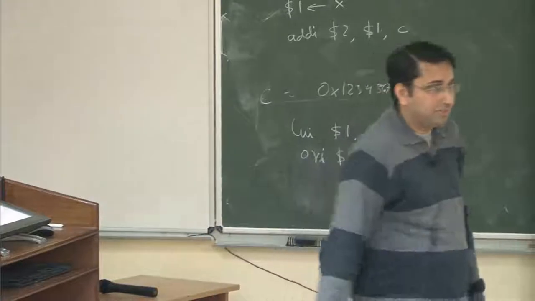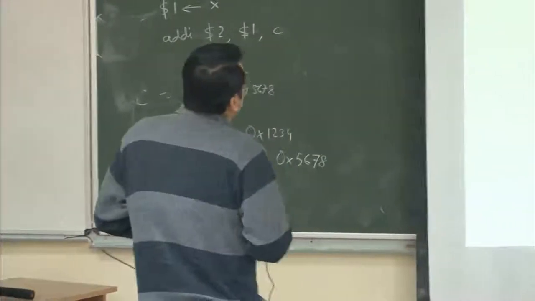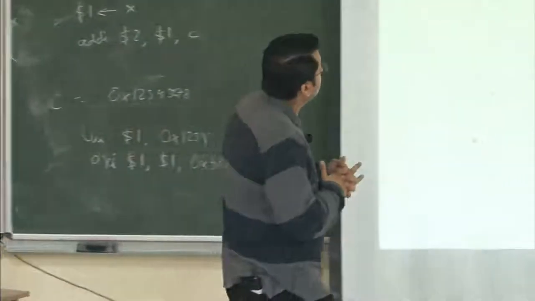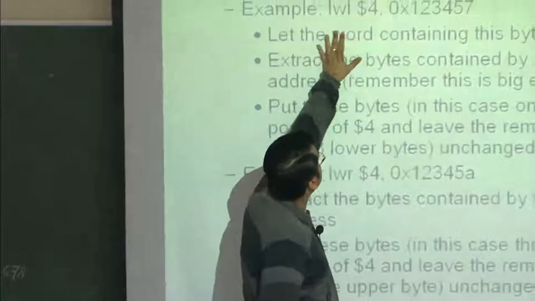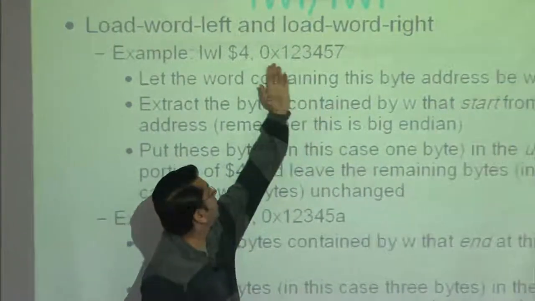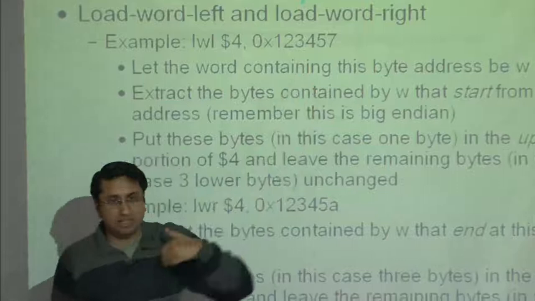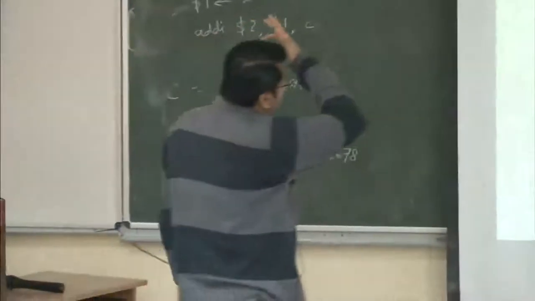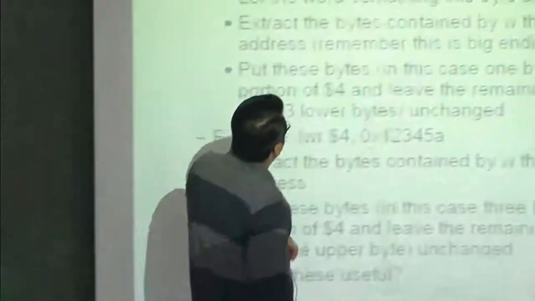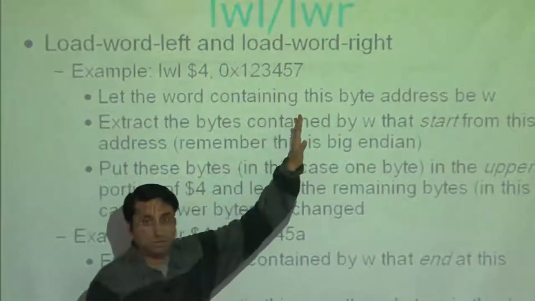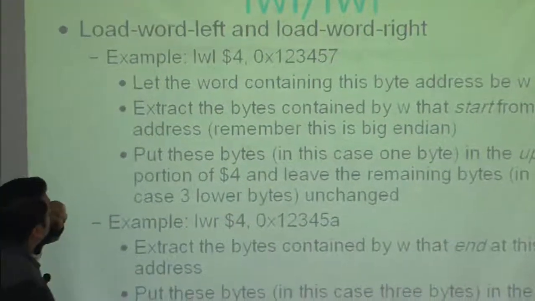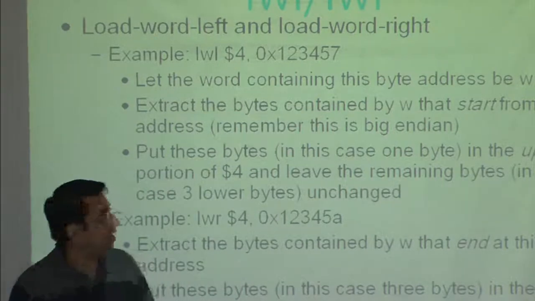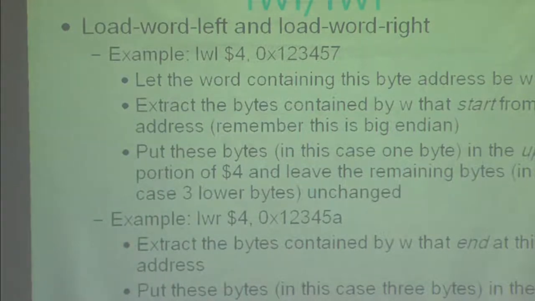Okay, now load word left and load word right. Let's try to understand what they do. Let's take this particular example. Of course, this is not legitimate MIPS, because you cannot mention the address like this. You have to generate the address in some other way so that it fits the displacement mode. But this is just an example. I'm trying to load from an address which is 123457, and I want some value in $4 at the end of it. Let the word containing this byte address be W.